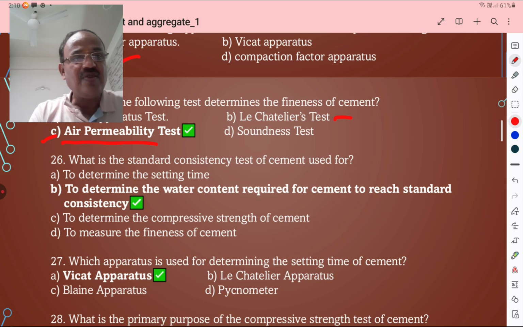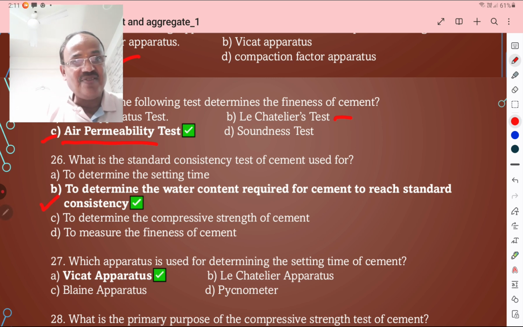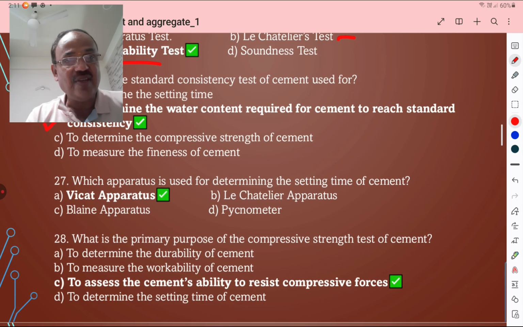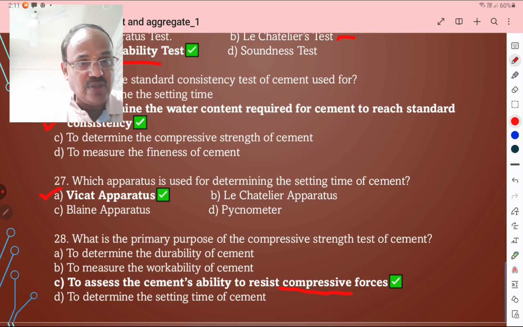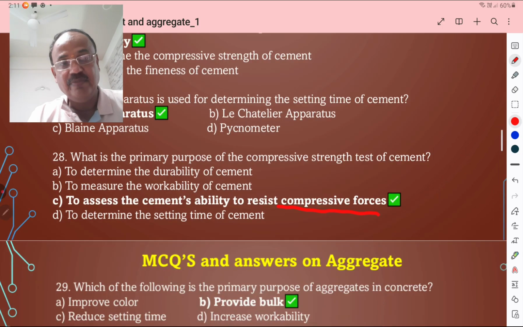What is the standard consistency test of cement used for? To determine the water content required for cement to reach the standard consistency, that is the standard consistency test of the cement. Then which apparatus is used for determining the setting time of cement? That is Vicat apparatus. What is the primary purpose of the compressive strength of cement? To assess the cement's ability to resist the compressive force. That is important. To resist the compressive force means compressive strength.